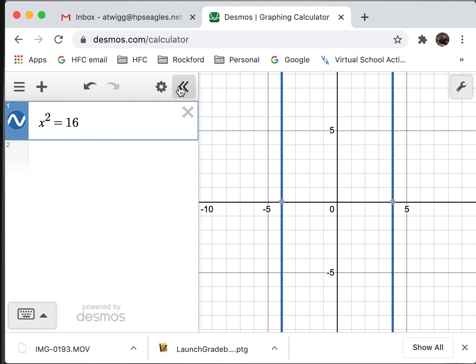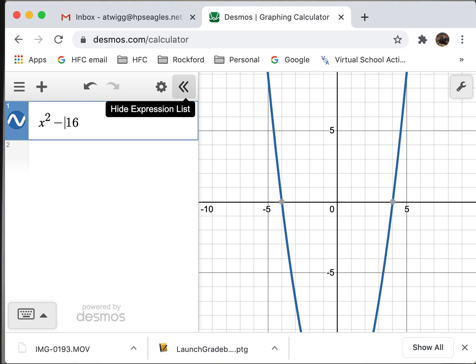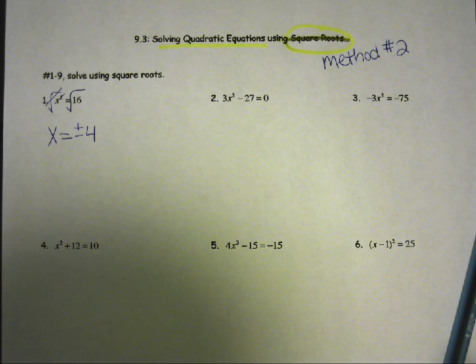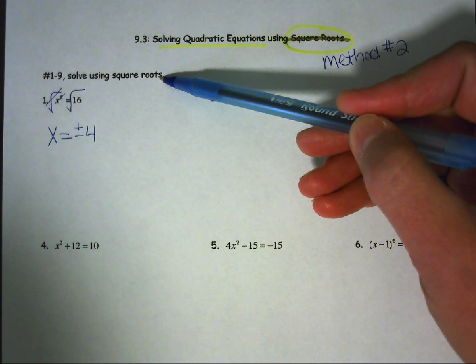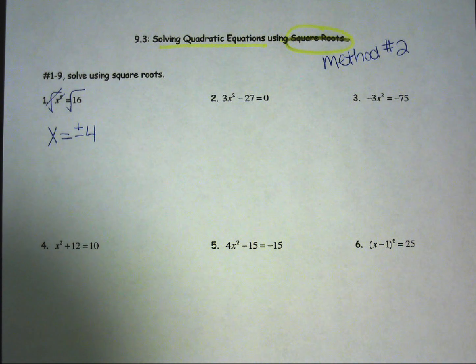So if we would actually put this as minus 16, do you see how we get a better parabola? So if you're going to type it into Desmos, please make sure that you put everything to one side. Don't do it as the equals. But notice you get the -4 and the +4, okay? So you are welcome to use Desmos to check, but I want you to try the method of square roots, okay? So let's take a look at number 2.